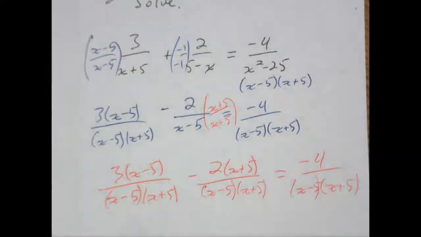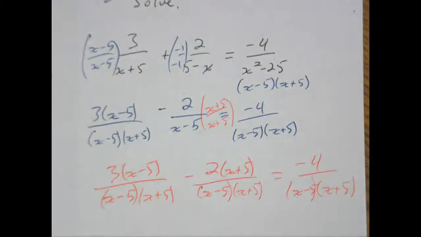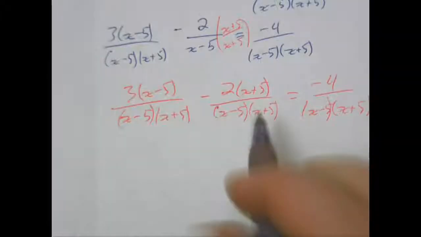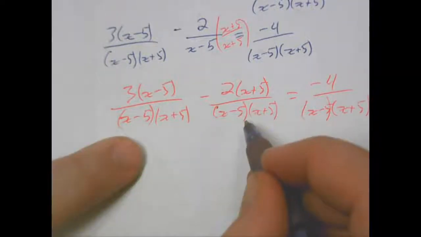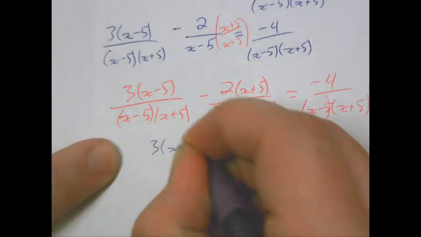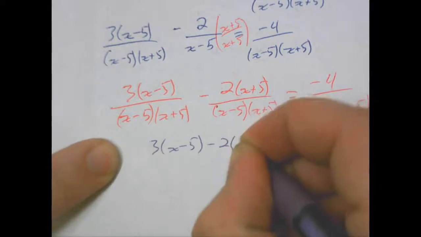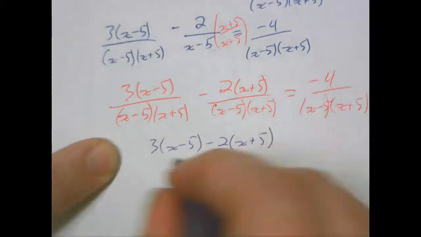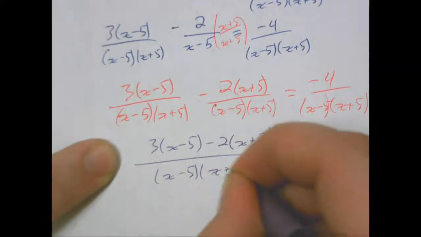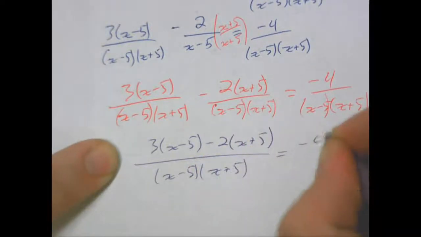All right, all that writing, but now check it out. Since we have these two combined into the same fraction now, I have 3 times x minus 5 minus 2 times x plus 5, all over the same denominator, equals the other side.